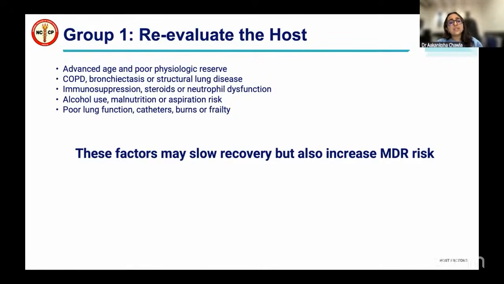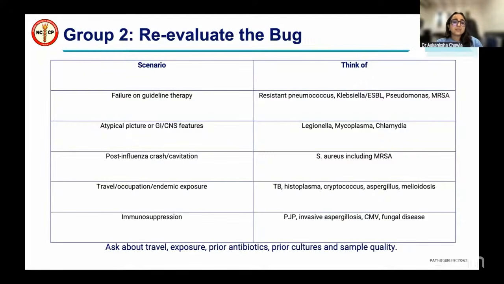So you need to relook at the patient first and see why there is non-resolution of his symptoms. Then reevaluating the bug. The organism that you initially thought you were treating may not be correct, or for the drug you have chosen, maybe there is a failure to follow the guideline therapy. There is an atypical picture which you've not covered, or there are GI or CNS features.